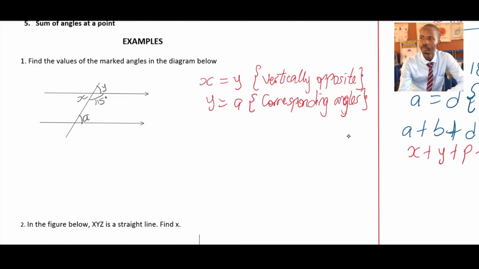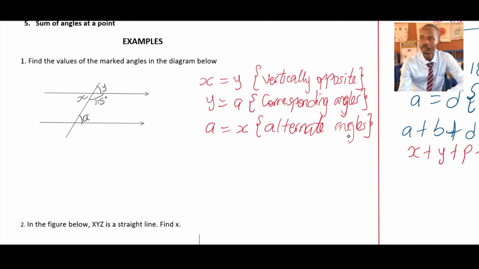Okay, and I can say alternate angles. That is X and A. So it forms something like letter Z. Right, so we can say that A is equal to X. It is alternate angles.